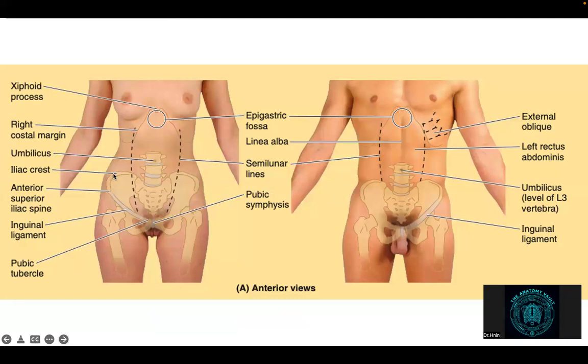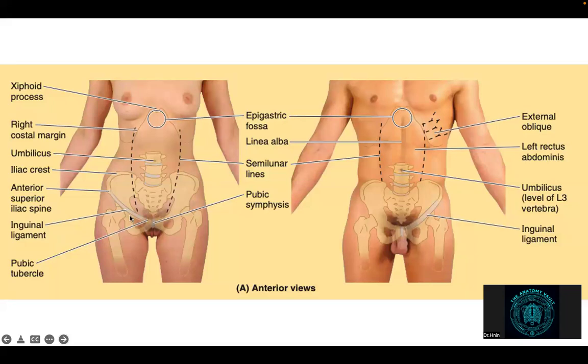Its highest point generally corresponds to the L4 vertebral level, which is clinically important during procedures such as lumbar puncture. Anteriorly, the iliac crest ends at the anterior superior iliac spine, also known as ASIS. The ASIS serves as an attachment point for several muscles and ligaments and is frequently used as a reference point in physical examination.